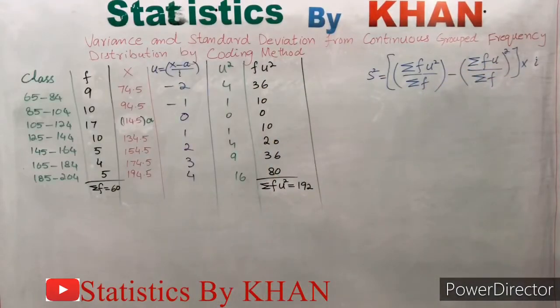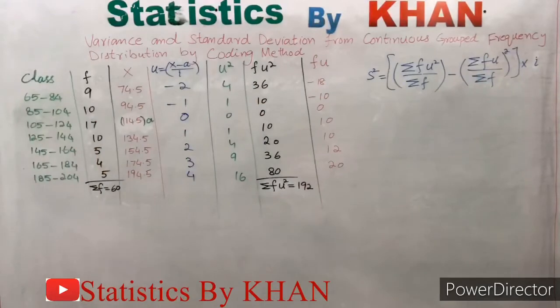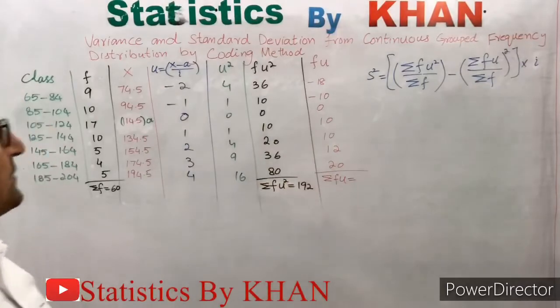So now we will construct another column with the title fu. Now we will multiply the corresponding values of u and f. That is, 9 will be multiplied by -2, so it will give us -18. 10 will be multiplied by -1, so it will give us -10. 17 will be multiplied by 0, so it will give us 0. 10 will be multiplied by 1, so it will give us 10. 5 will be multiplied by 2, so it will give us 10. 4 will be multiplied by 3, so it will give us 12. And finally 5 will be multiplied by 4, so it will give us 20. As we need the total of fu, we will total this column. Notationally it will give us summation fu, and if we do the operations, it will give us 24.